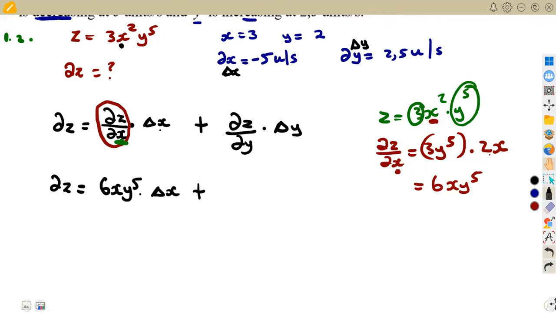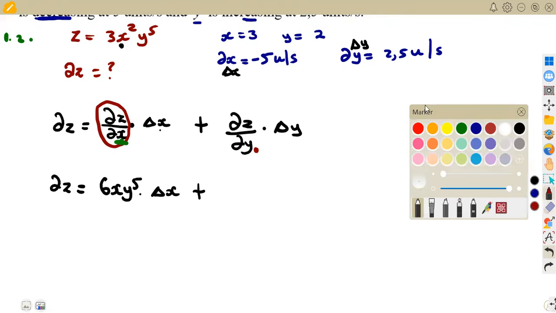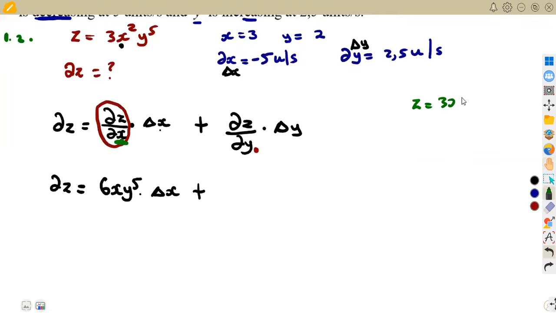When we are now focusing with respect to y, it means at that moment x is considered a constant, all right? Remember, this is z, which is equal to 3x squared y to the exponent 5. So the part of x is now a constant, just the same as a 3. So for the derivative of z with respect to y, this 3x squared is a constant.